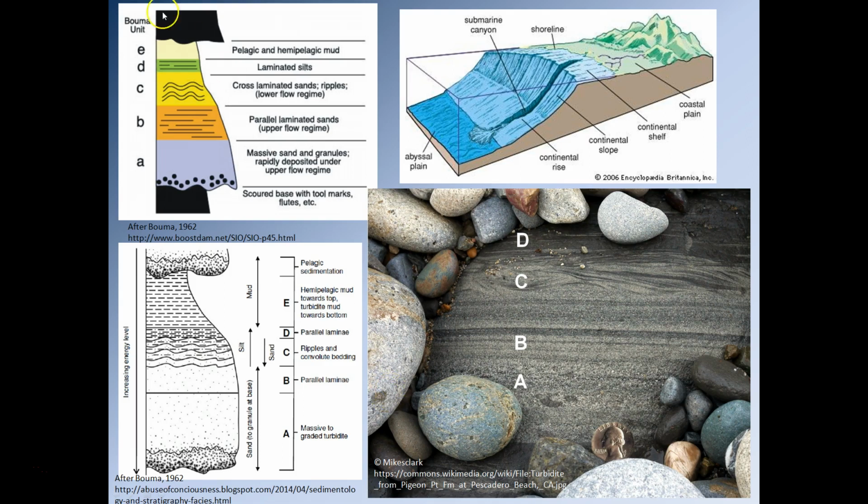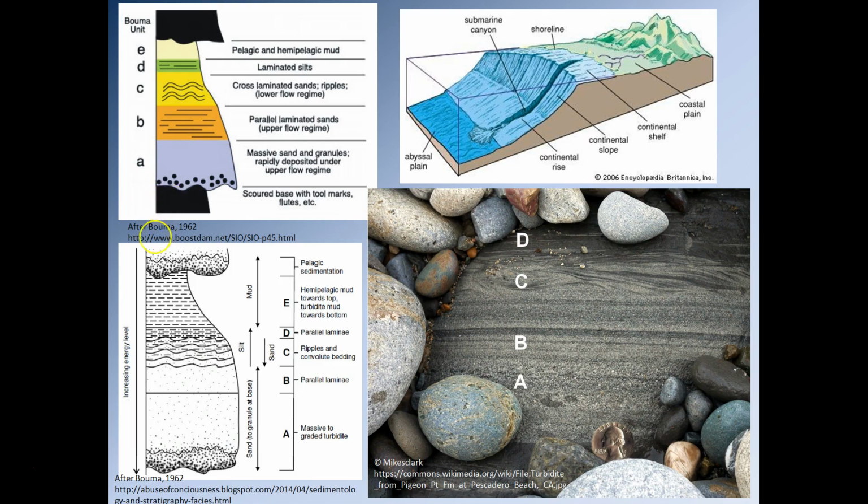So this is a Bouma sequence here, and it consists of 5 layers, called layer A, B, C, D, and E. As we go up through the layers, the size of the sediment is getting smaller: coarsest material at the bottom, finest material at the top. So we have normal grading as we go up through these 5 layers. Each layer has its own distinctive appearance.